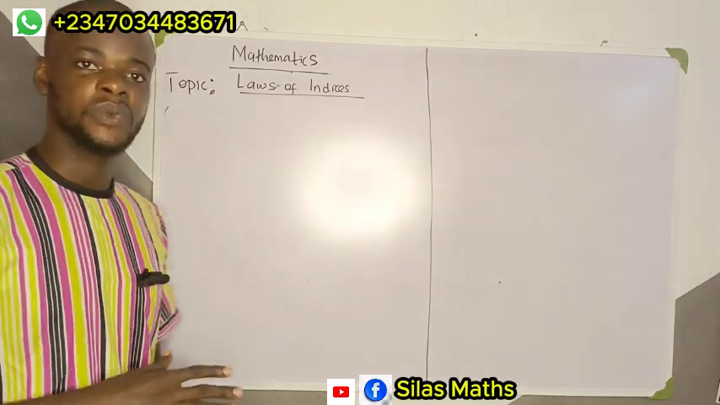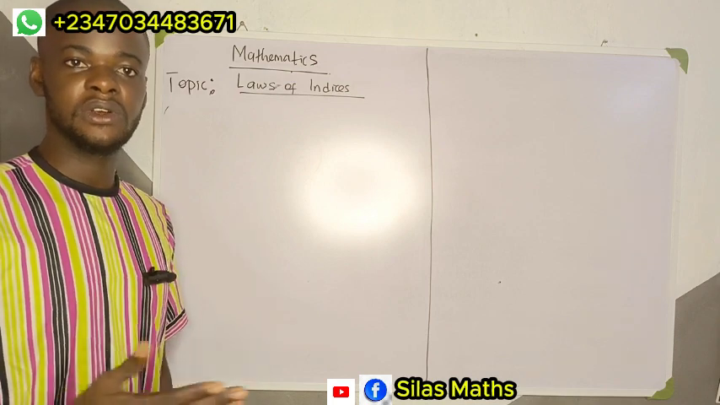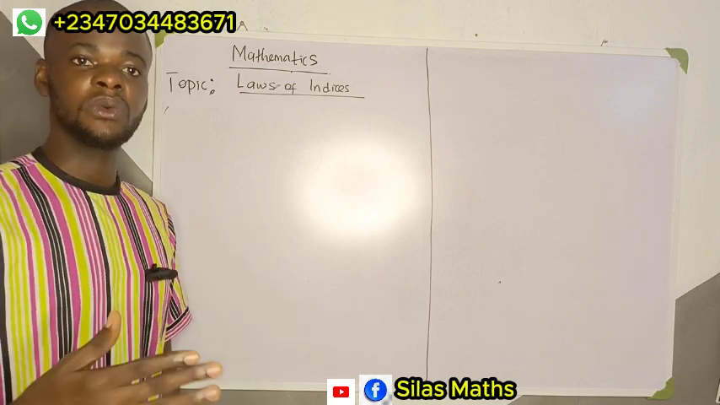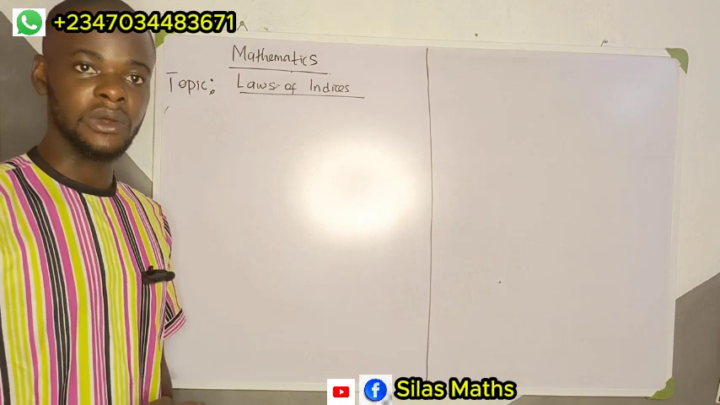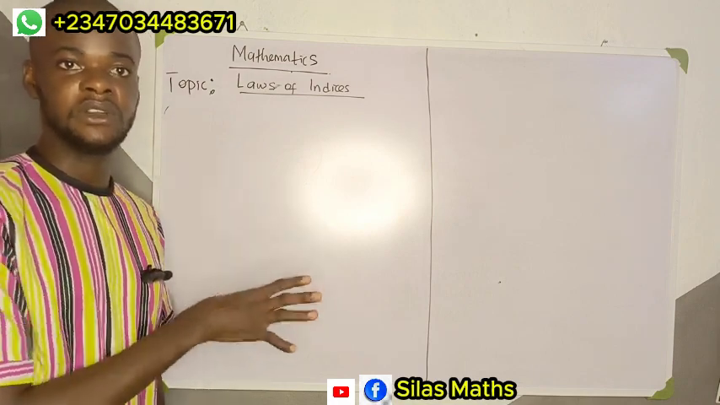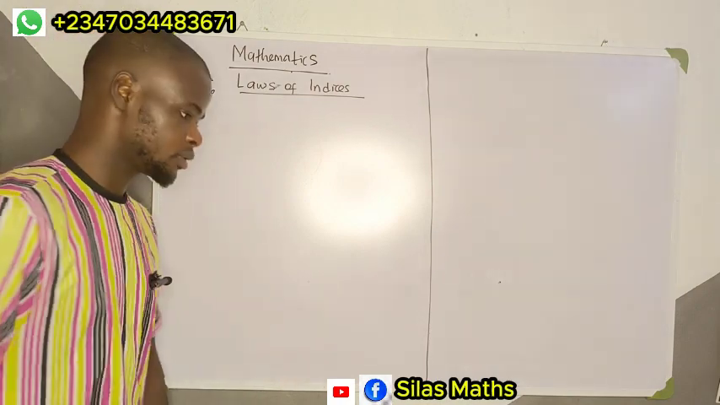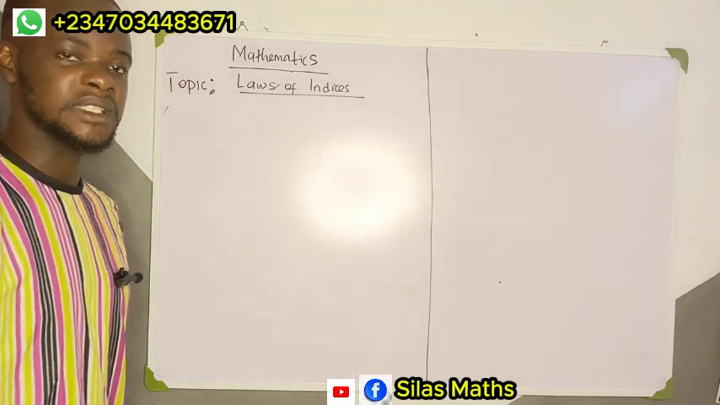Alright, in our previous class, we talked about the multiplication law of indices, the division law of indices, and we went further to talk about the negative power law. Before I go straight to the next part of the negative power law, I want us to talk about this law, and that is the power law. Let's say we have something like this.